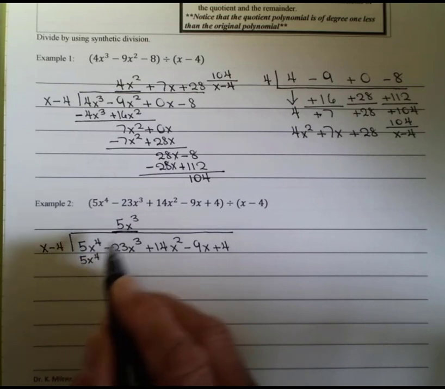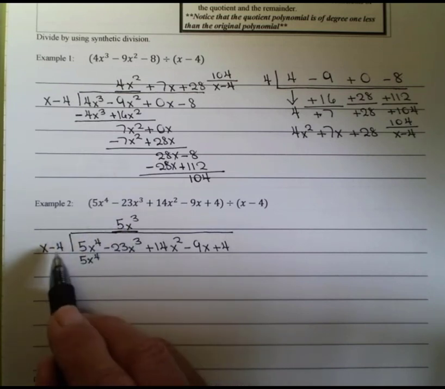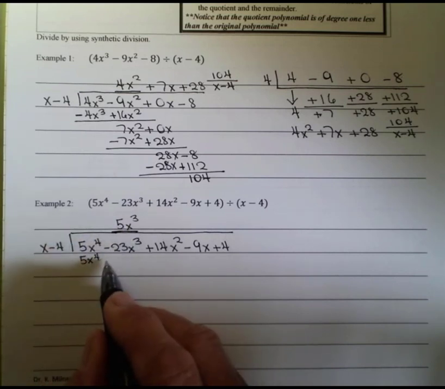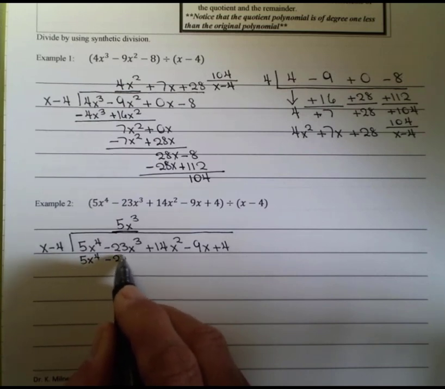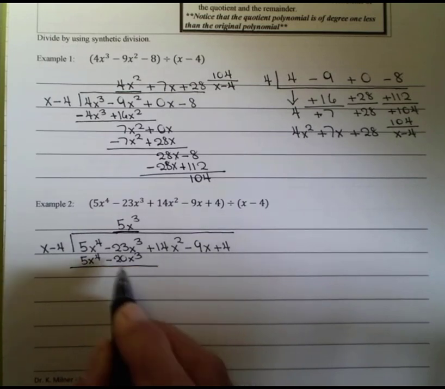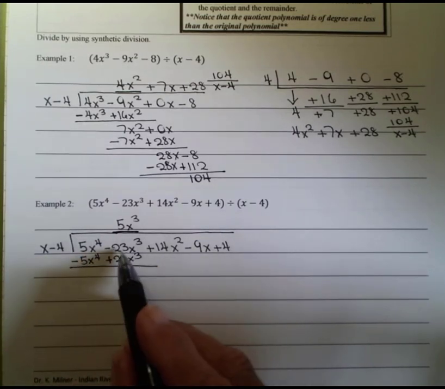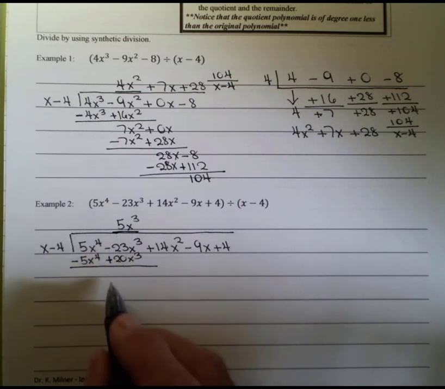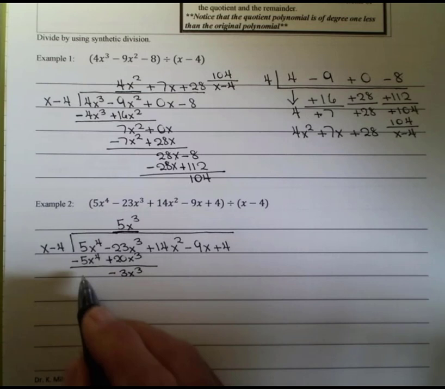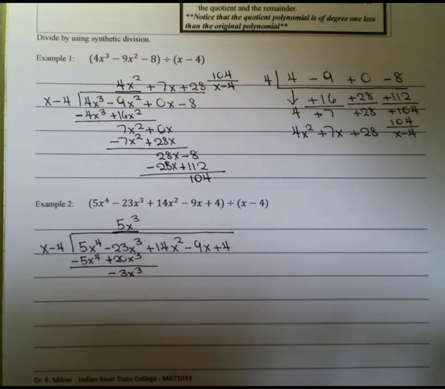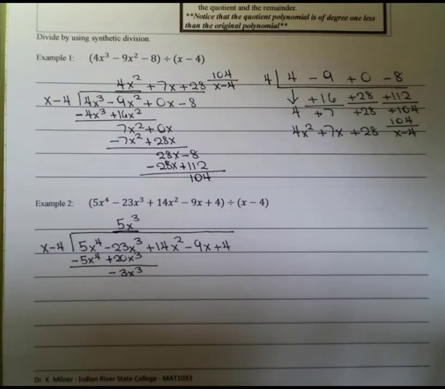It doesn't matter which one you do first. And I'll say 5x cubed times negative 4. Well, 5 times negative 4 is negative 20, and that, of course, is going to be an x cubed. Now, I've got to subtract these, so I have to remember to change their signs before I combine. And this is a negative 23. Positive 20 is going to give me a negative 3x cubed. And the first term will cancel, as we needed it to.